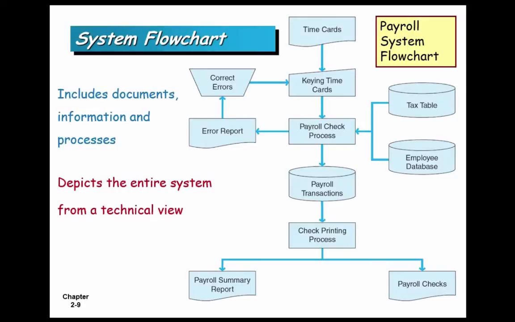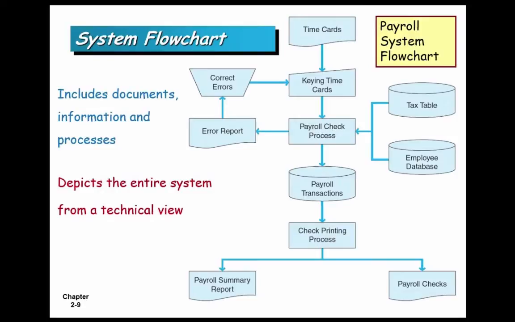So here's a process where that thing on top looks like a document. That's what it is. That's a symbol for a document. So a time card or a time sheet is a type of document in this world. This is meant to be a keyboard. So it's typed into a keyboard by some data entry clerk. There's a process here which is processing the payroll, using a tax table as a reference table and the employee master database as inputs.